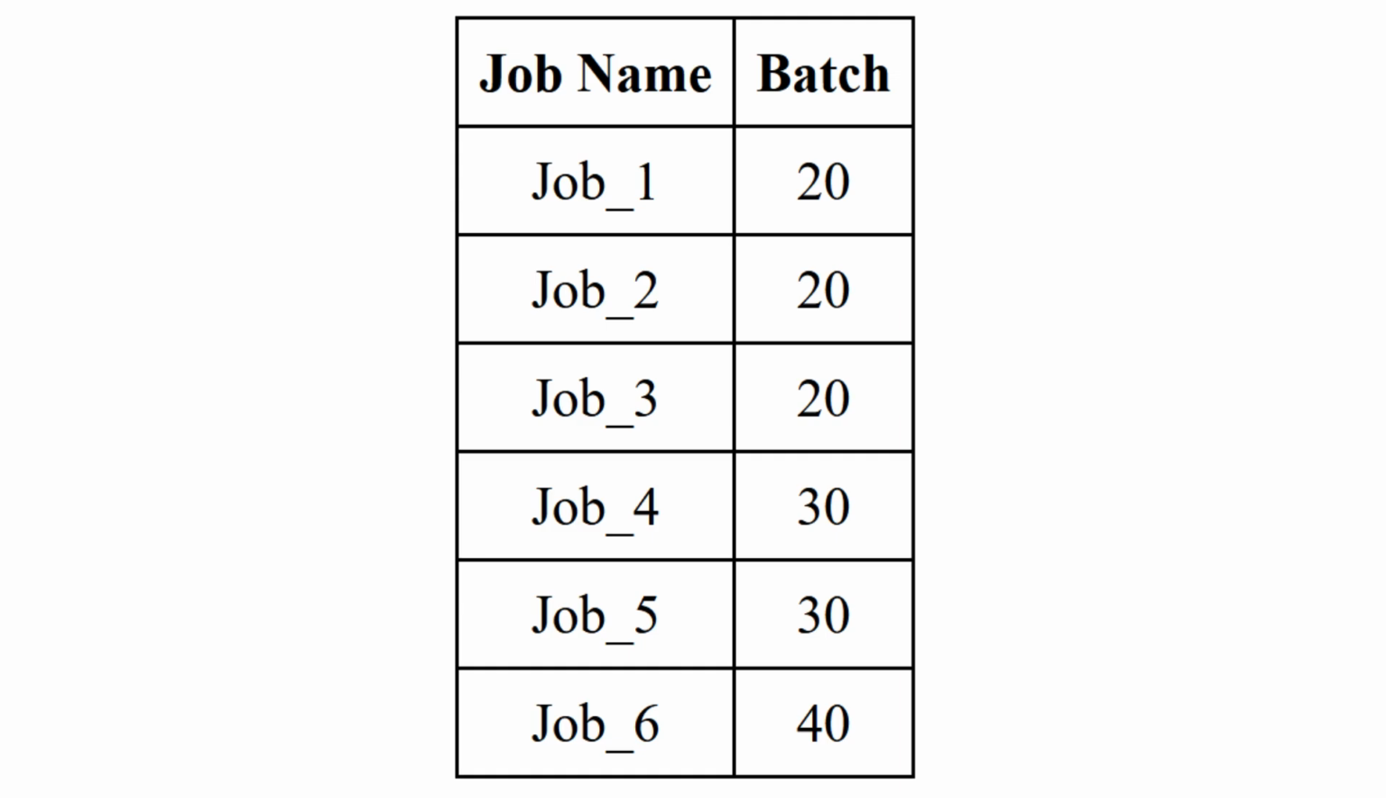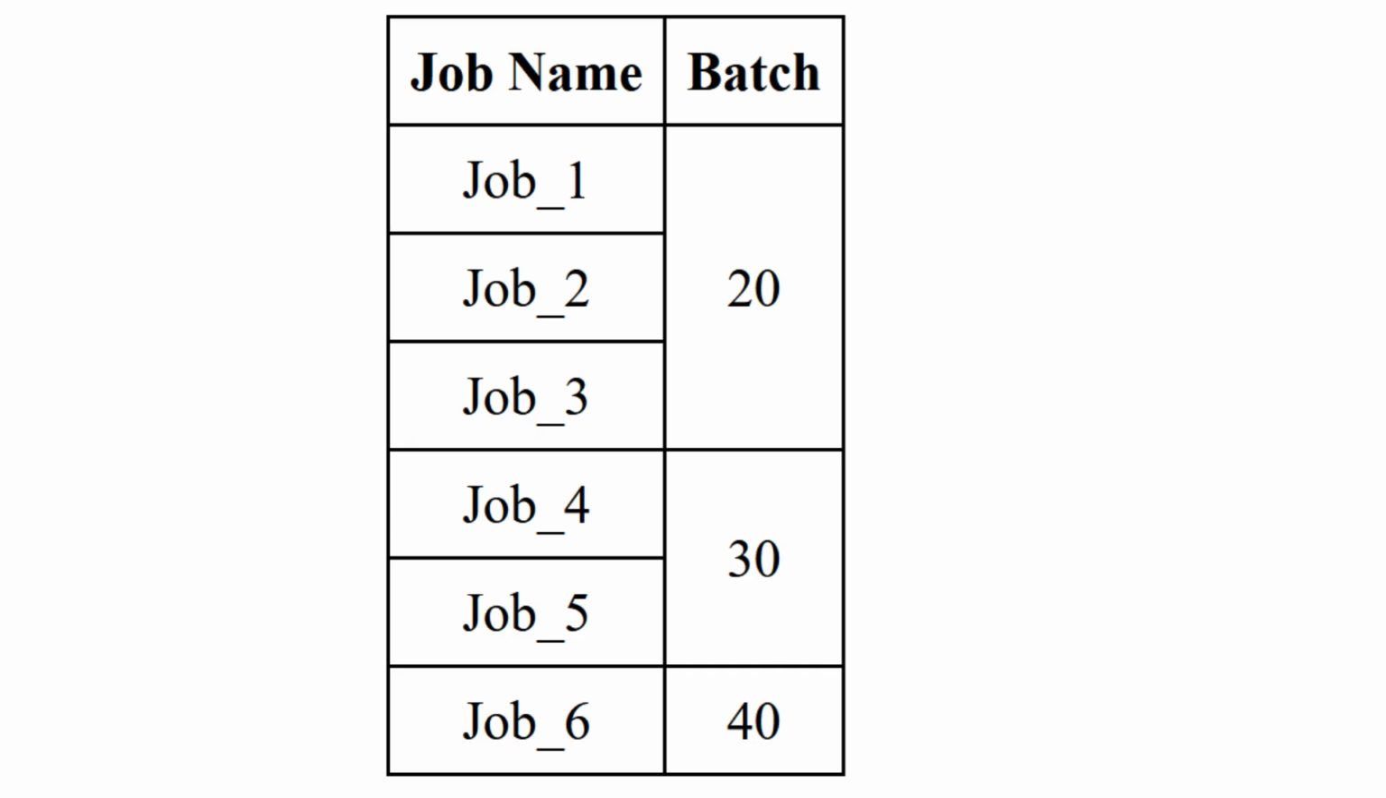So here I have job name and batch. Jobs 1, 2, 3 are in batch 20, jobs 4 and 5 are in batch 30, and job 6 is in batch 40. So instead of writing 20 three times here, we wanted to merge it, like this one, where it is easier to understand that jobs 1, 2, 3 belong to batch 20, 4 and 5 to 30, and 6 to 40. So here we are merging two different cells.